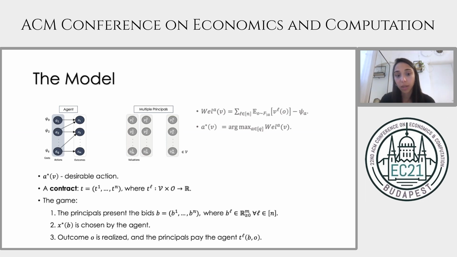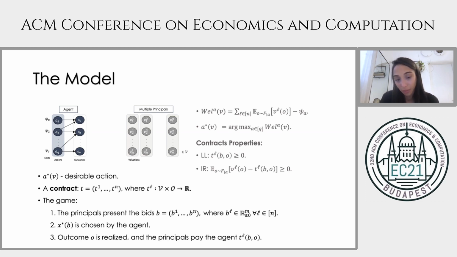And recall that we enforce two standard properties of contracts. First is limited liability. It means that payments from the principals to the agent are non-negative. And second is individual rationality. It means that each principal has non-negative expected utility, value minus payment, so that we can guarantee their participation.